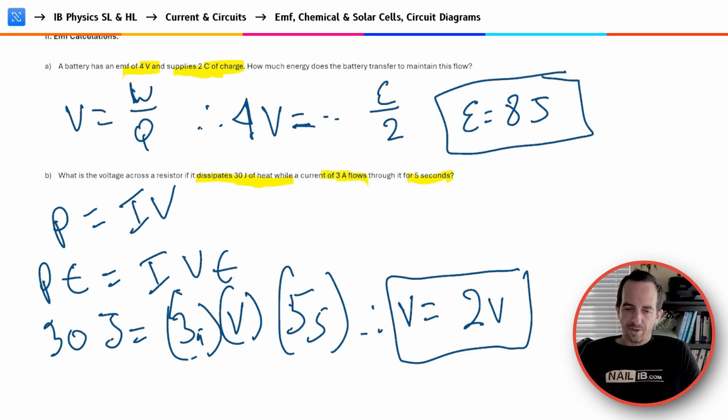So things to think about, right? That equation is not directly given to you, but you could derive it from power is equal to current times voltage.